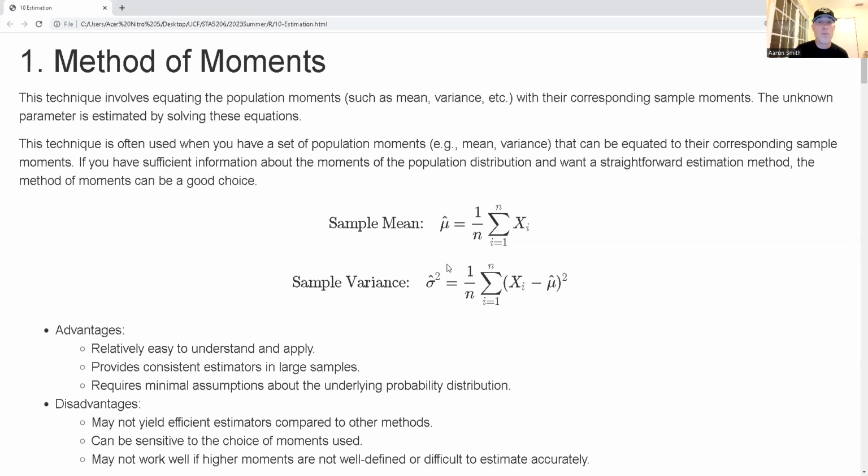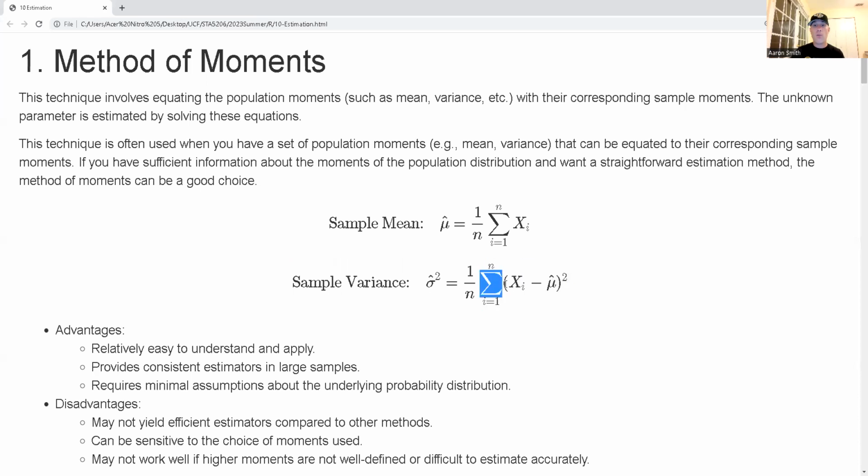Now, the sample mean is going to correspond to the first moment, and we're going to say that mu hat is our estimate of the population mean mu. Add up all of our observations, divide by the number of observations. Our sample variance is going to take the position of the population variance in those equations. So my sample variance is equal to the sum of the squared deviations between each observation and the sample mean, squared.